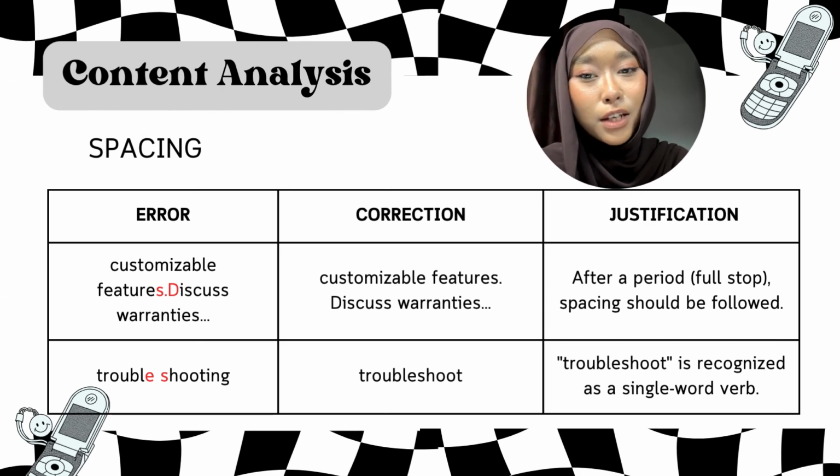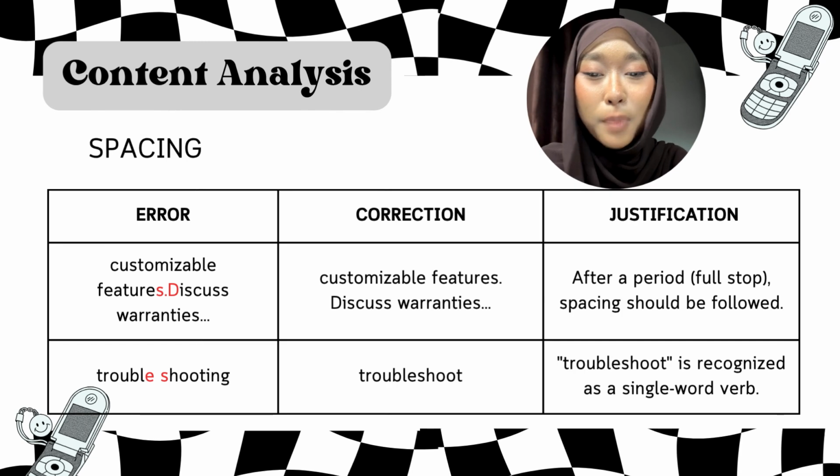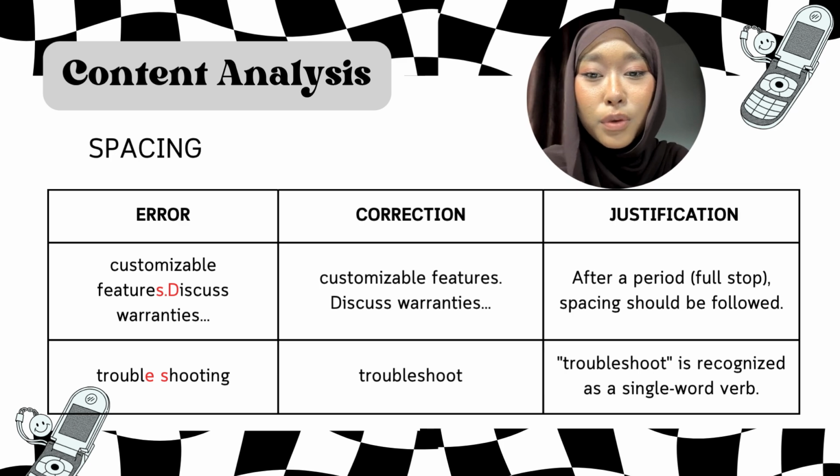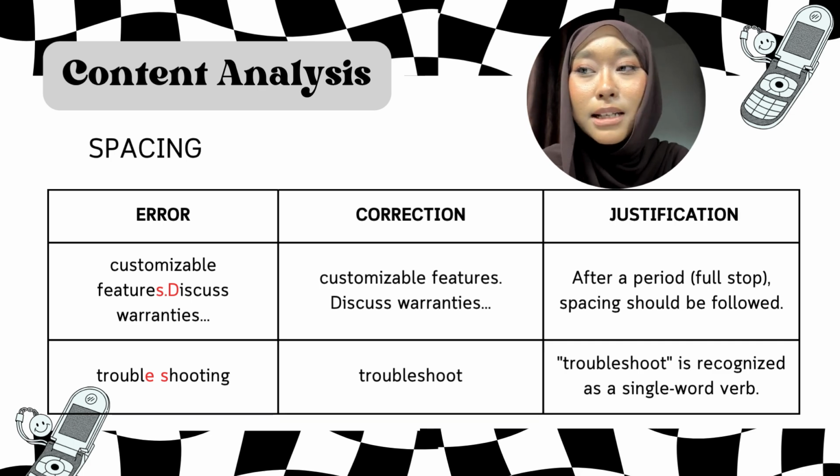Moving on to the next one, which is content analysis. I found spacing errors. As you can see in the first table, she forgot to add a space after a period. It is important for you to add a space after a period to improve the readability and visual organization. It is also to create a physical break between sentences, allowing the reader's eyes to easily identify where one thought ends and the next begins.